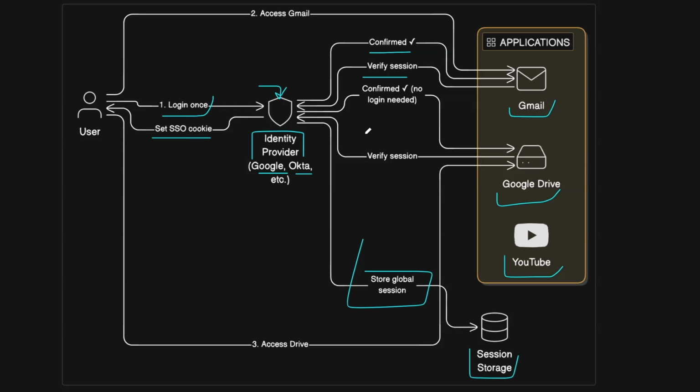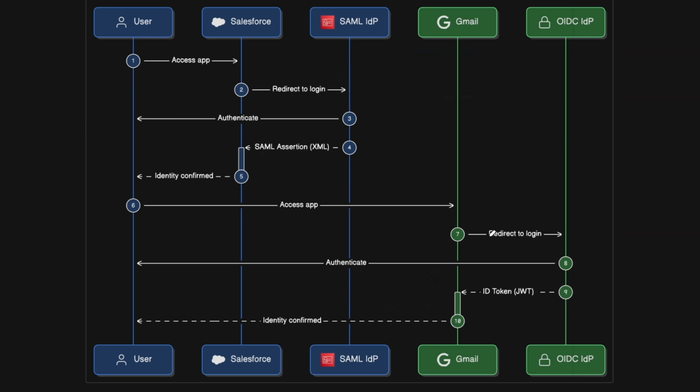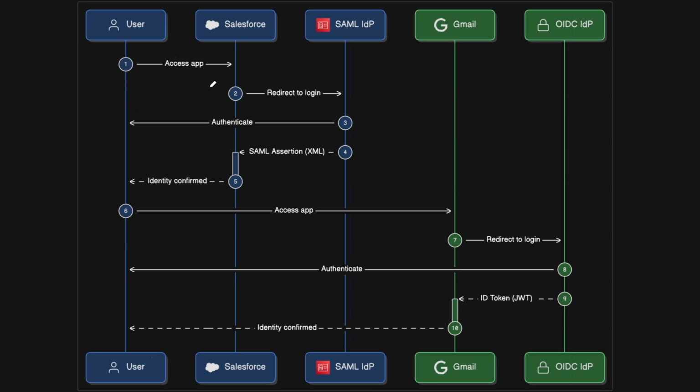And for the next requests, if you need to access Google Drive for the next one, you don't need to log in again because you have this cookie and the session stored in the session storage. So we just verify your session, and if it's valid, then you get access to Google Drive as well. And similarly to YouTube, to Google Calendar and other services. As I mentioned, single sign-on uses identity protocols underneath. And these protocols are SAML, which is Security Assertion Markup Language, or OpenID Connect.